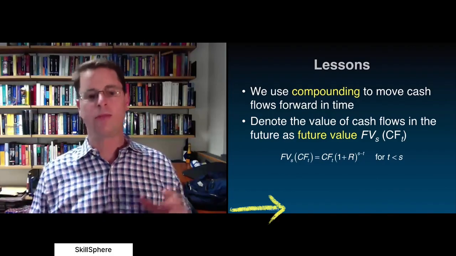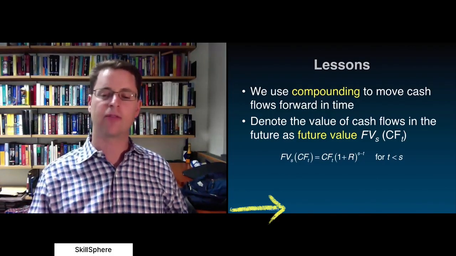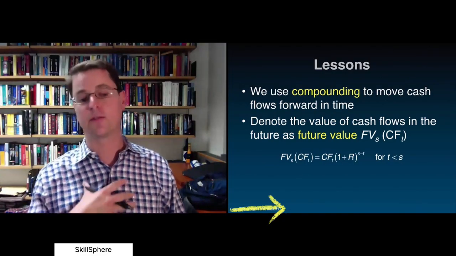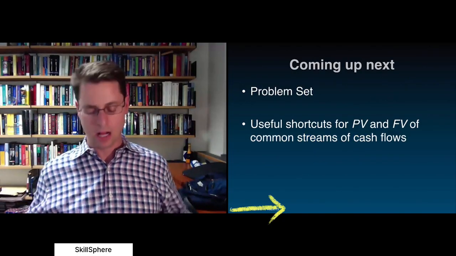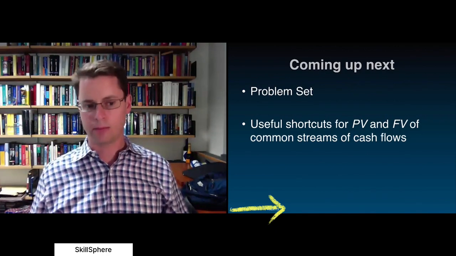All right, so let's summarize this up. We use compounding to move cash flows forward. We apply a discount factor with a positive exponent to move them forward in time, and that gets us future values. So what I want to see you do now is work on the problem set.